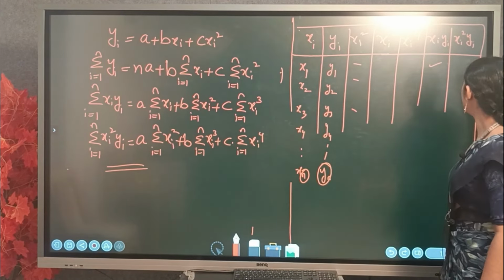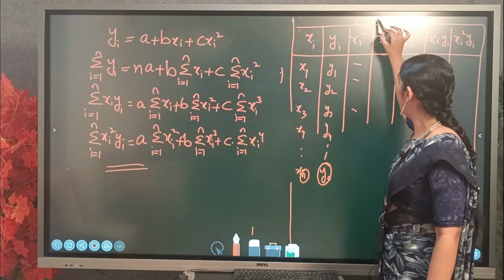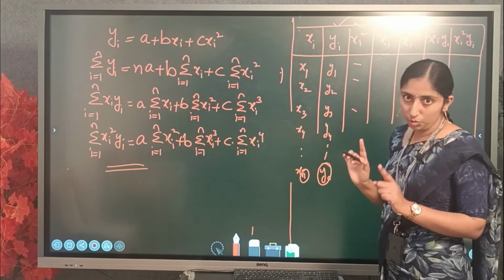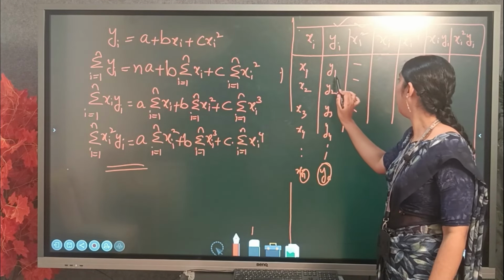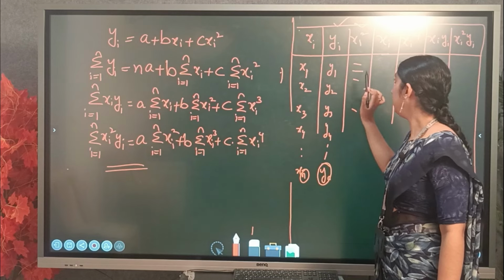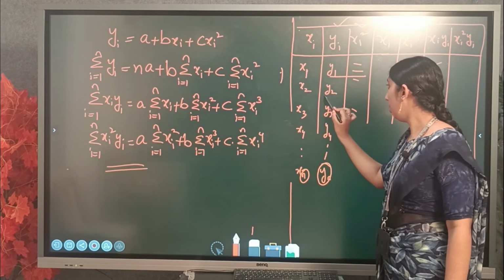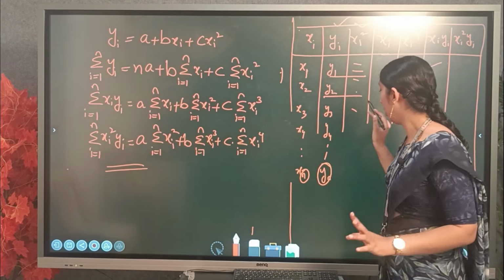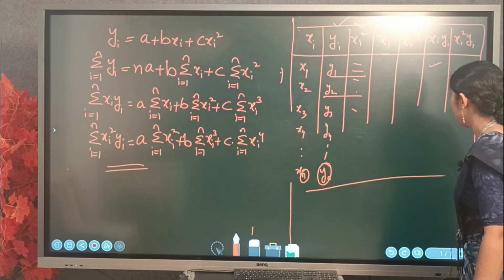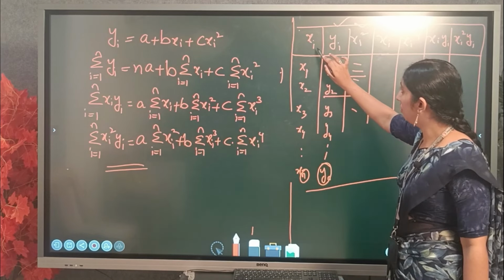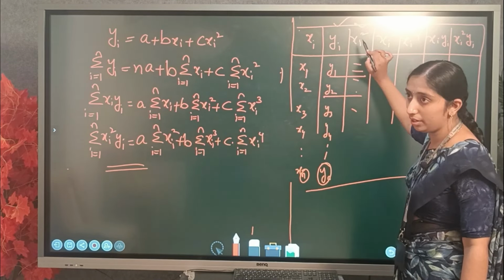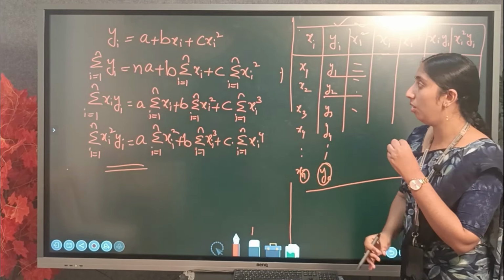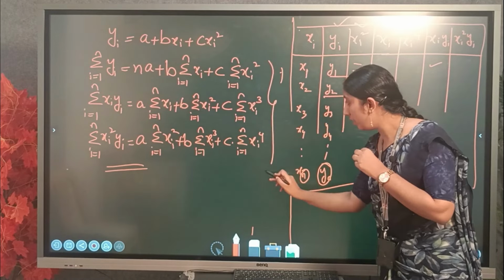Or what is here? Xi square into yi. You have to consider here the column xi square and yi, and you have to be very careful. y1 into, what is the term here parallel to this y1? And y2 into, what is the term here? You have to multiply like that only. After that you get some values like summation xi, summation yi, summation xi square, like that. So you have to substitute all these values into these three equations.